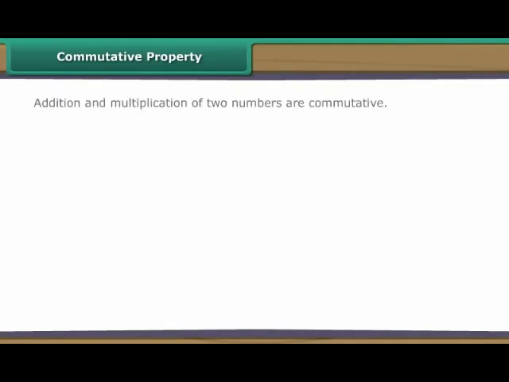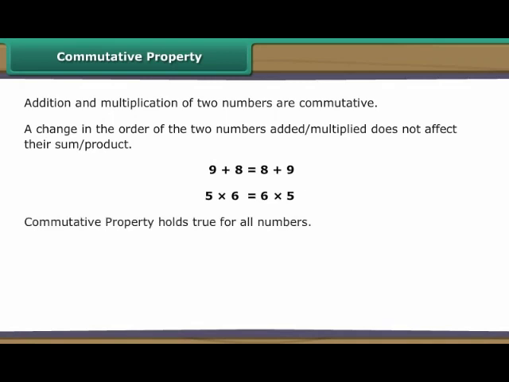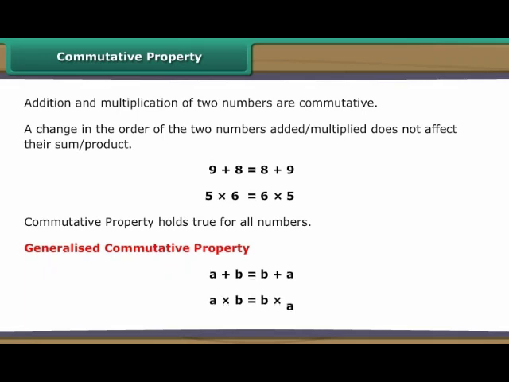Commutative property. Addition and multiplication of two numbers are commutative. In other words, a change in the order of the two numbers added or multiplied does not affect their sum or product. 9 plus 8 is the same as 8 plus 9. 5 into 6 is the same as 6 into 5. The commutative property holds true for all numbers. We can therefore generalize it with variables as a plus b is equal to b plus a. a into b is equal to b into a.